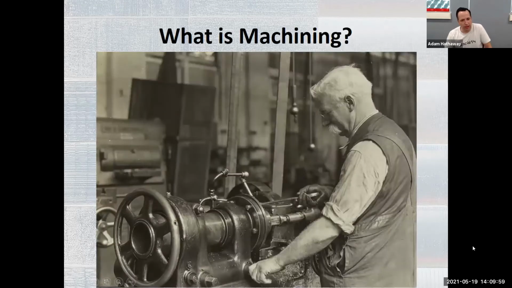So what is machining? Machining is something that people used to know about, but has kind of fallen by the wayside. And I think a lot of times people kind of think about this guy when they think about machining. Older machines and kind of dangerous work environment, making greasy metal parts.